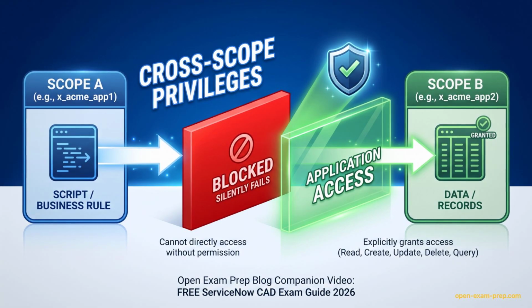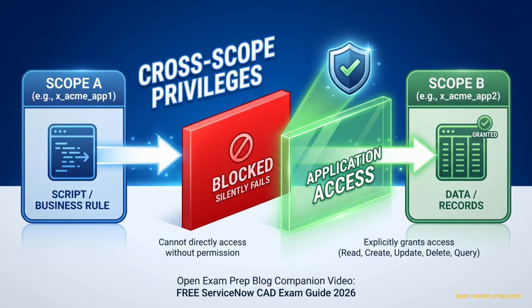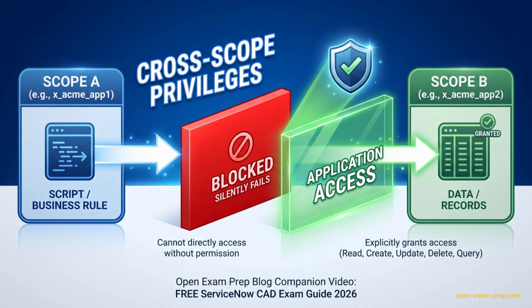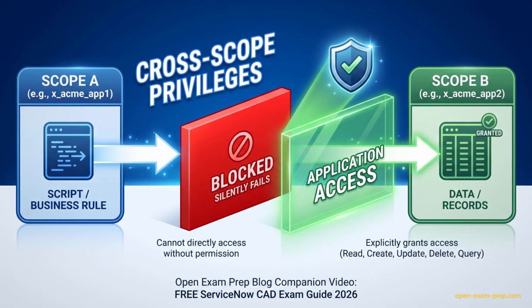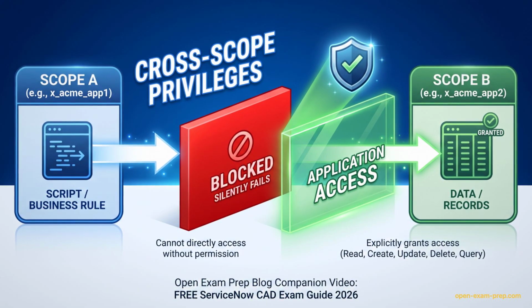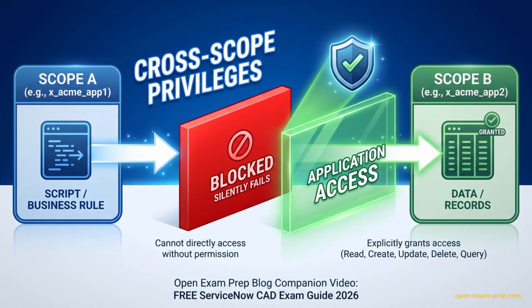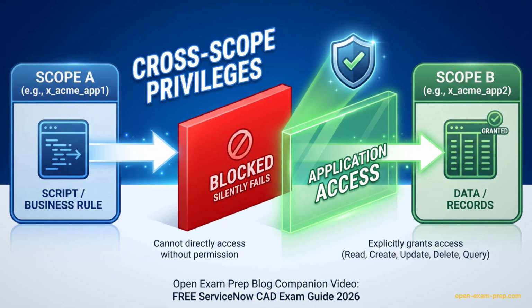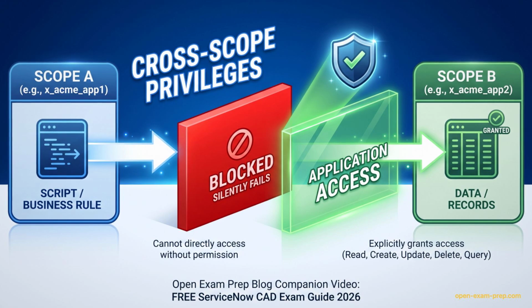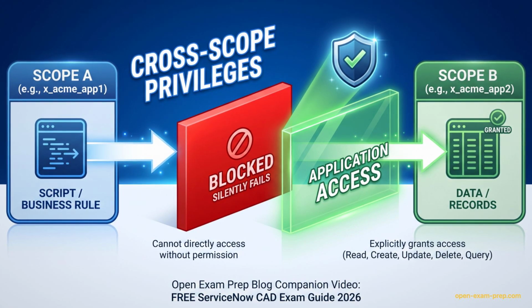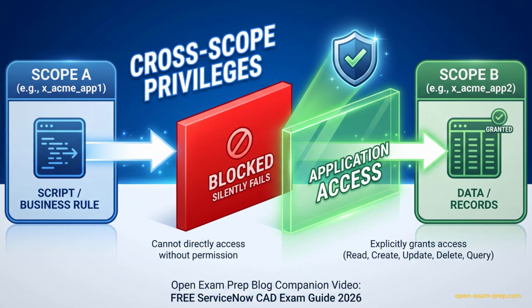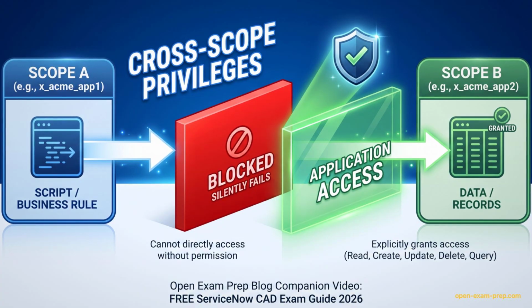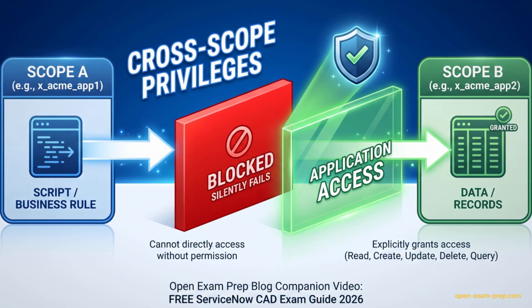The exam heavily tests your understanding of scoped applications, the default for all new development. A scoped app isolates its components with a unique identifier, preventing it from directly accessing or modifying records in another scope unless explicitly granted permission. This is a common exam trap: a script in one scope that tries to update a record in another will silently fail without the proper application access configuration. You must understand how to grant these cross-scope privileges to correctly answer several critical questions.